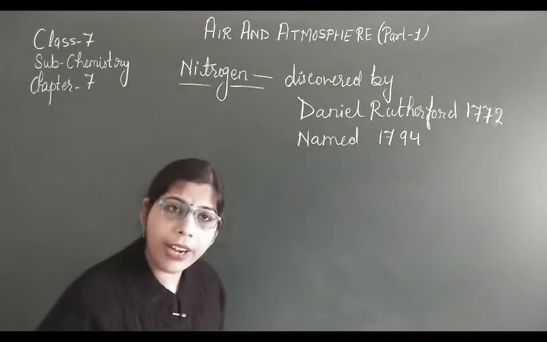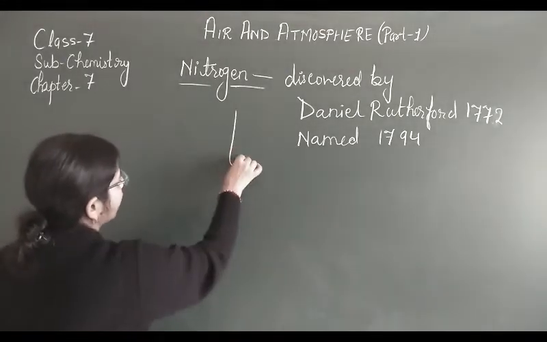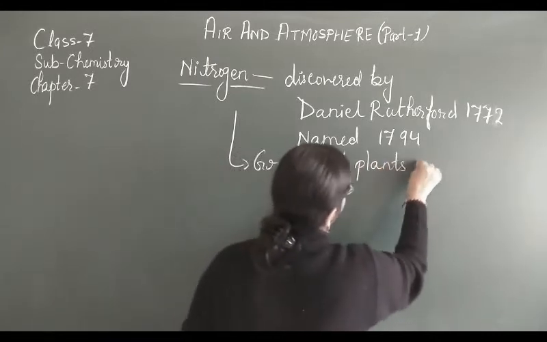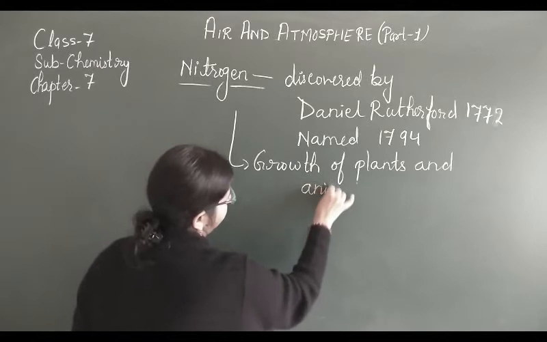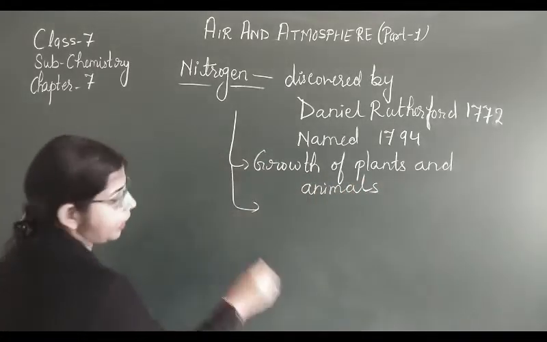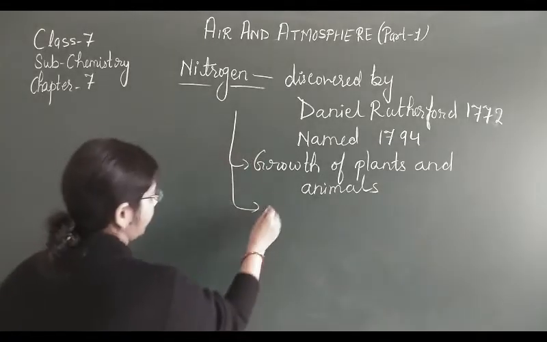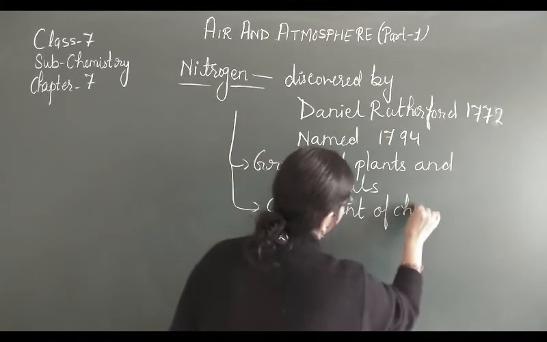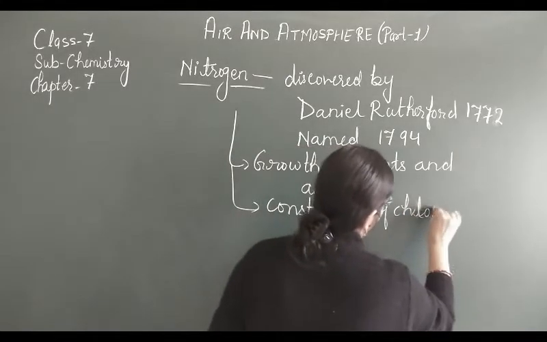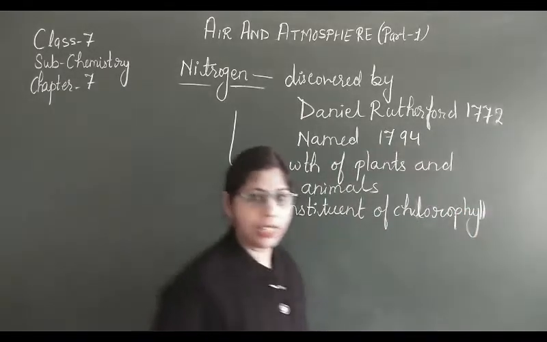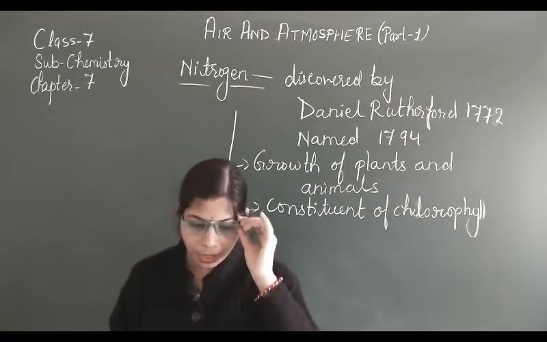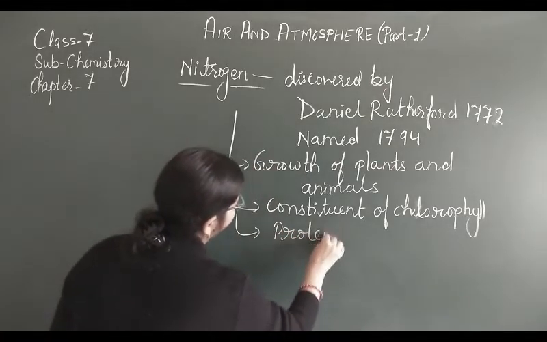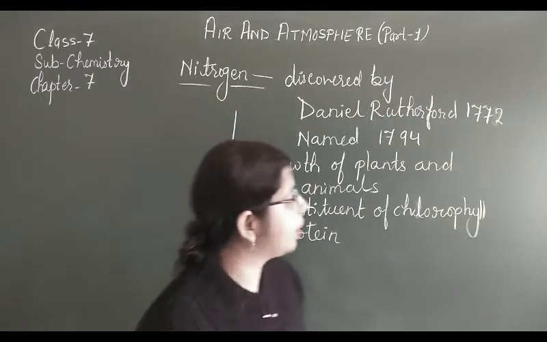Now this nitrogen gas is very important for the growth of plants and animals. It is also an important constituent of chlorophyll, which is a pigment present in green leaves. It is also an important component of proteins in animals and plants. That's why nitrogen is very, very important.